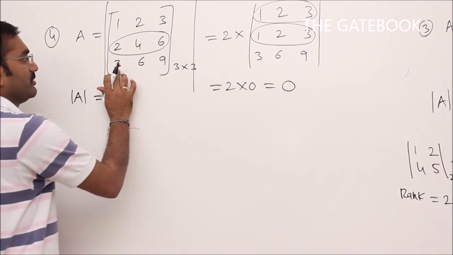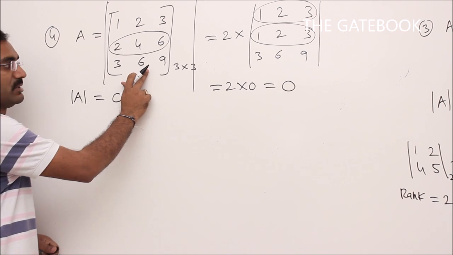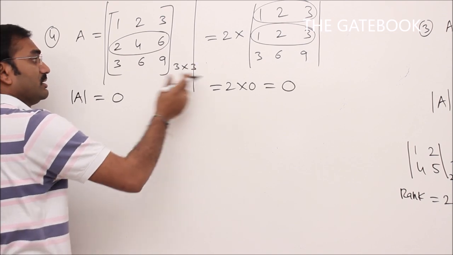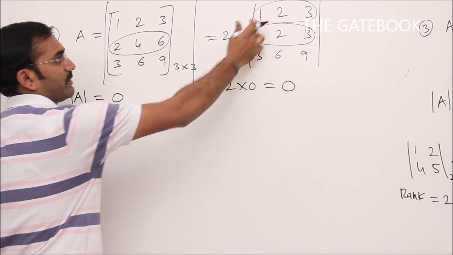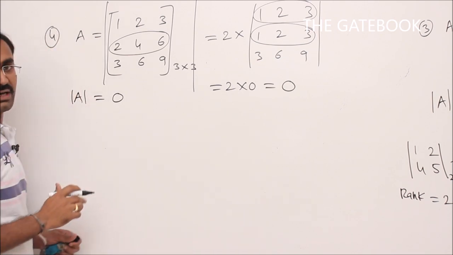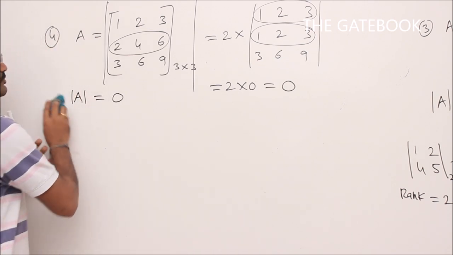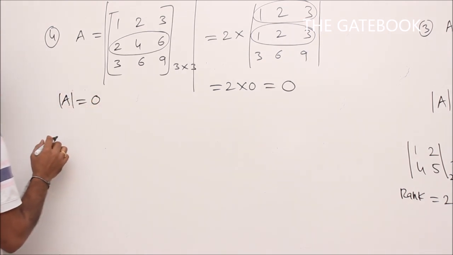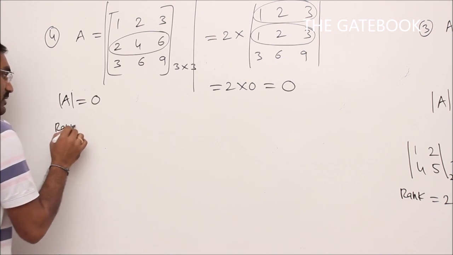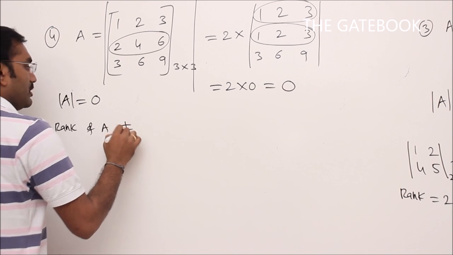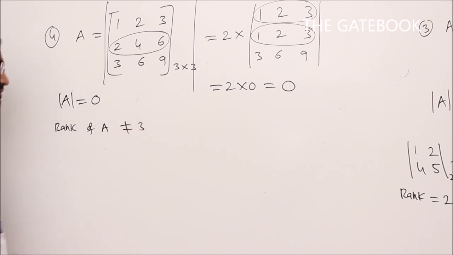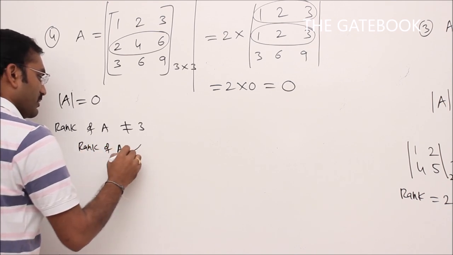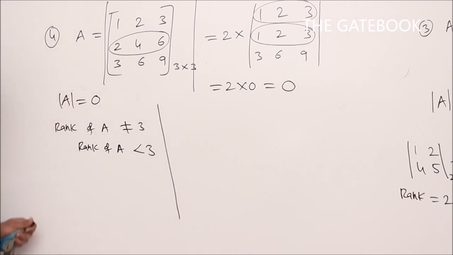Not only 2 here, we can even take 3 common from the third row elements. If you take 3 common, then we will get 1, 2, 3 again. So in that case also all rows are identical, 1, 2, 3, 1, 2, 3, 1, 2, 3. So we get the determinant value 0. Now I can say that the rank of A is not equal to 3, since that value is 0. I can confirm that the rank of that matrix must be less than 3.